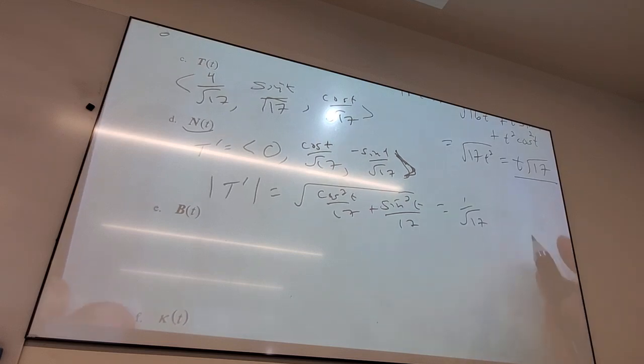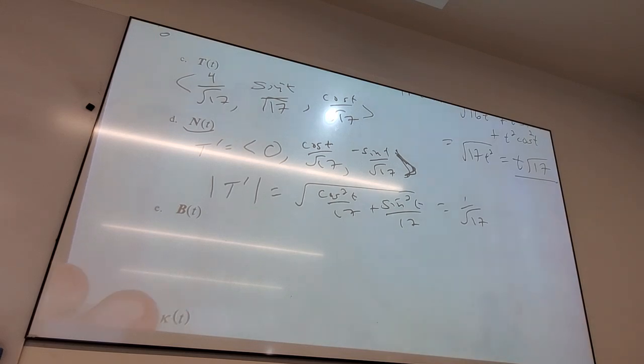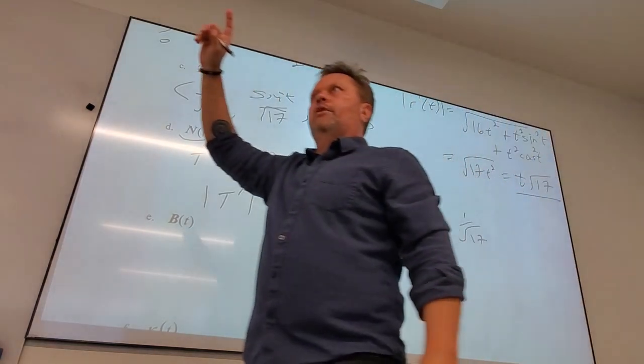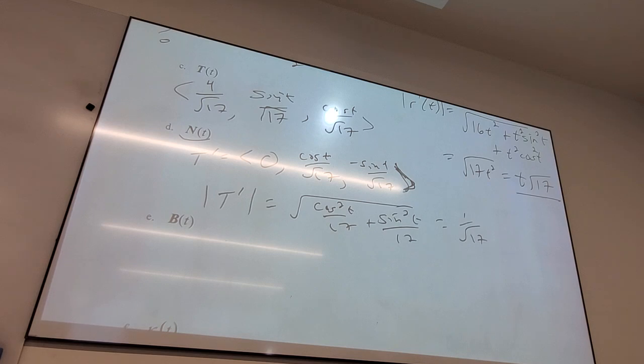I haven't constructed N yet, have I? No. But I forgot, I did want to say this. If I had a vector that was cosine t, sine t, and a constant, what is its length? 1. Do you see how T prime is basically 1 over rad 17 times the vector 0, cosine, negative sine? So of course the length is 1 over rad 17. Does it always have to happen that way? No. I just gave us a really, really nice function.